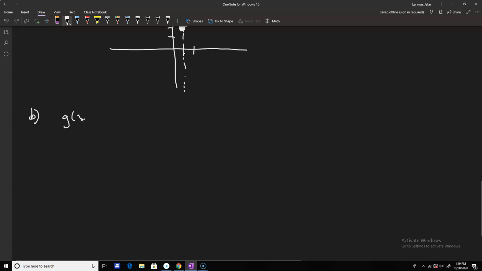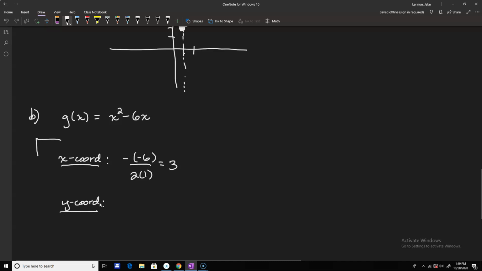Let's say this time we're trying to graph g of x equals x squared minus 6x. So again, we can start by looking for the vertex. The x coordinate of our vertex here is going to be negative b, which is the opposite of negative 6, divided by 2 times 1. So this comes out to 3. And then the y coordinate, you have to plug 3 in, so we're going to be doing g of 3, which is 3 squared minus 6 times 3, so that comes out to negative 9. So our vertex here is the point 3 comma negative 9.